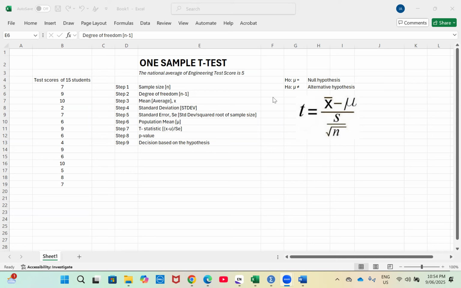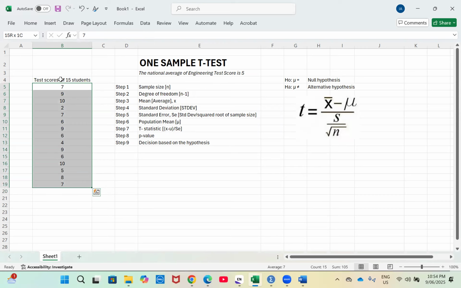If you want to conduct a one sample t-test, I have an example here where there is a national average engineering test score, which is 5. We have sampled 15 students from one school in a certain country, and these are their scores. You can see the scores of the 15 students here. Now let's look at how to get the one sample t-test done, and then we'll also make a decision out of it.